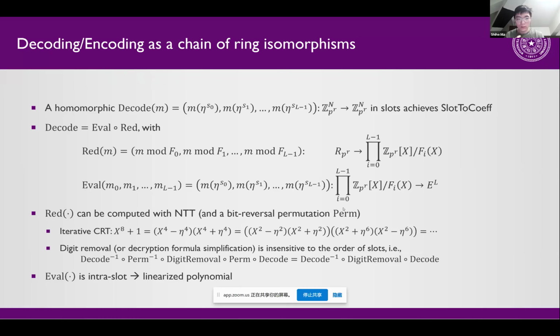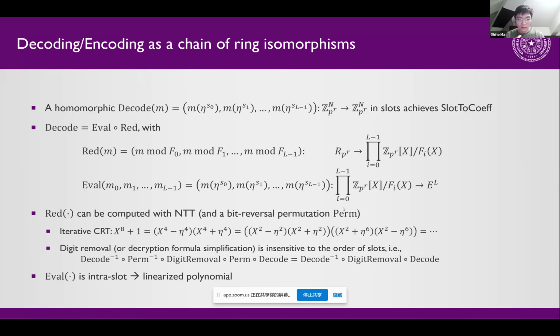And that's why we call this isomorphism red. The second is the representation of the same Galois ring or Galois field, and it involves evaluating each mi at some primitive root of unity specified by the representatives si. So we call this isomorphism eval. And eval is an intra-slot linear transformation, which is quite cheap to compute.